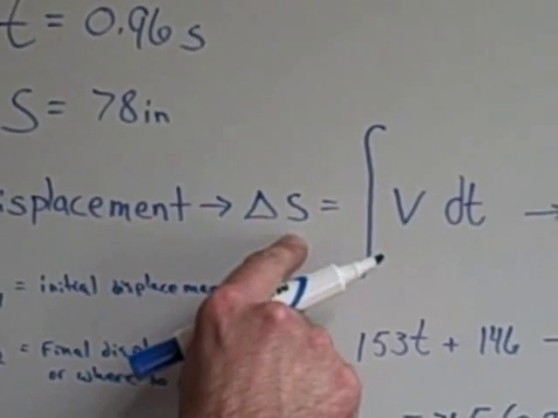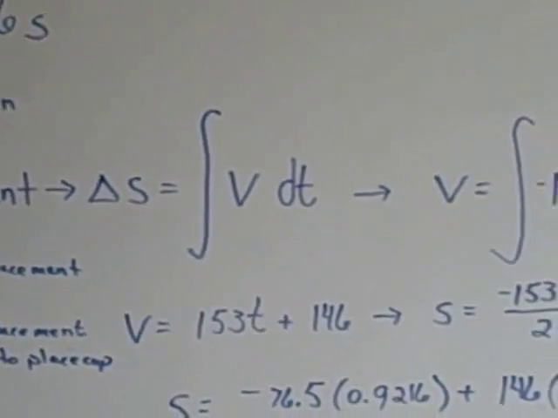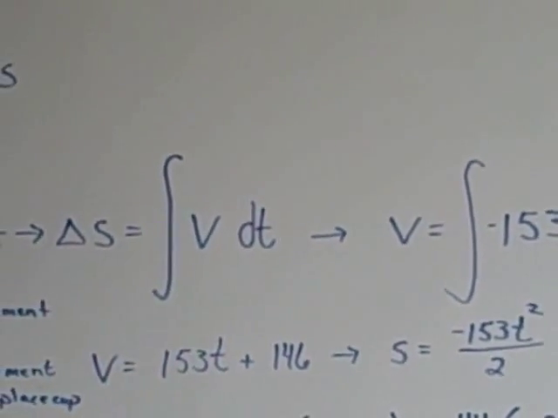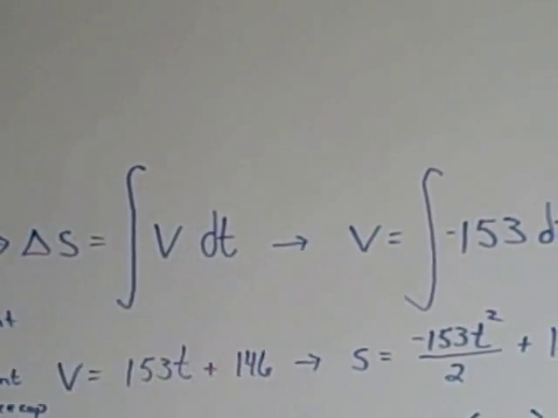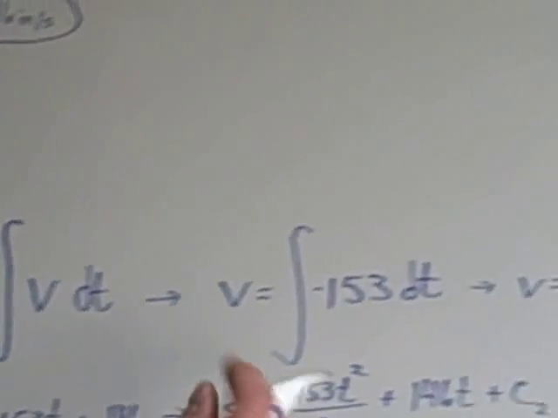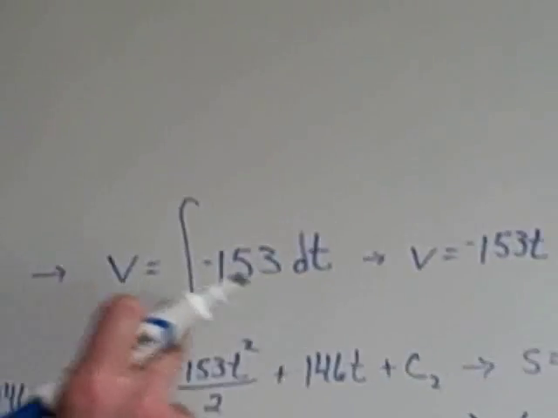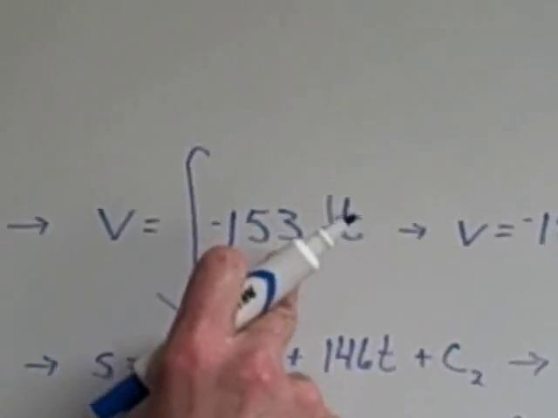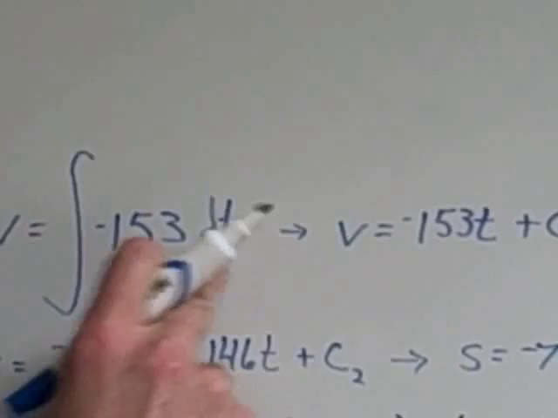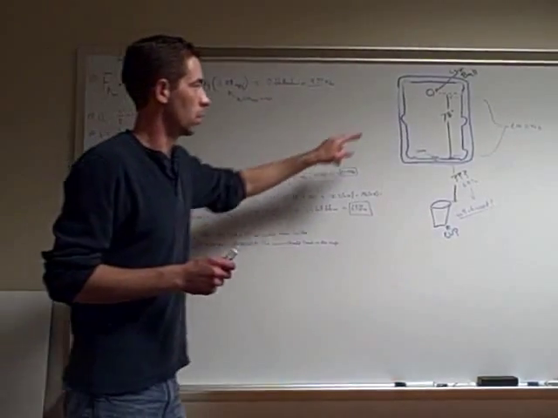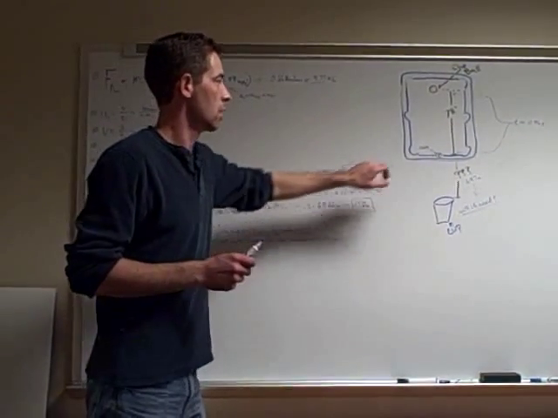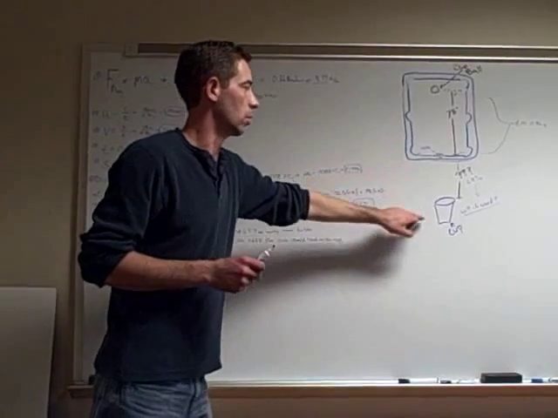Now, knowing all this information, we can come up with our displacement of the cup. So we have displacement, delta S, equal to the integral of velocity with respect to time, where velocity is the integral of negative 153 dt. We're using negative because we don't want to know the entire distance. We just want to know the distance from the table to the cup.